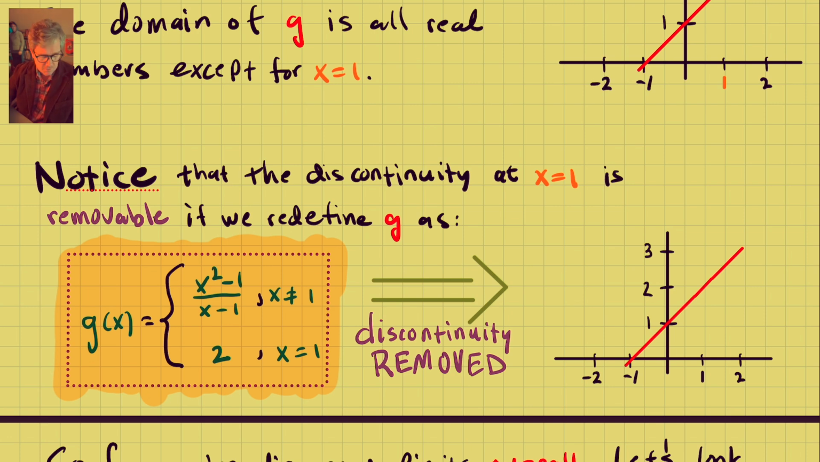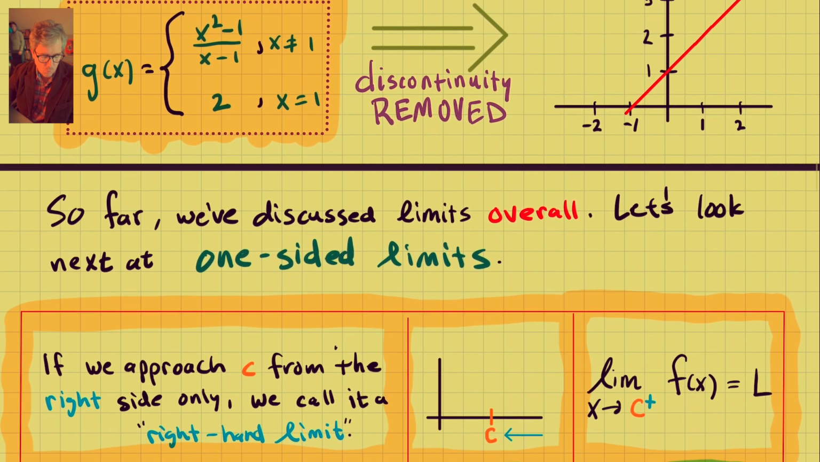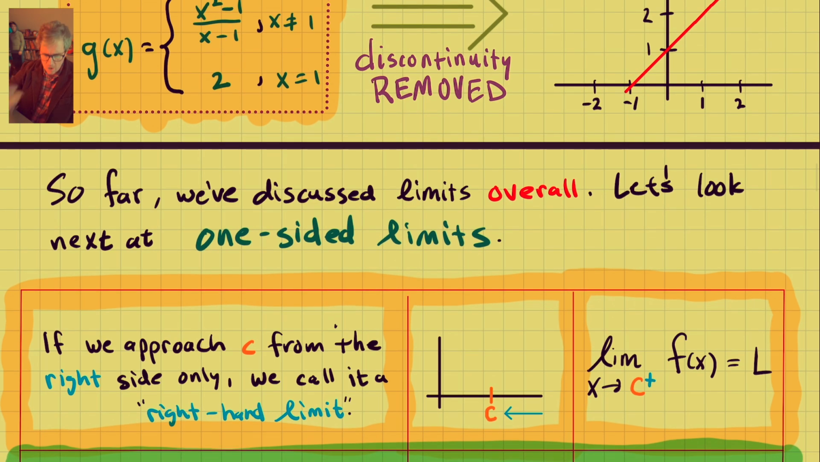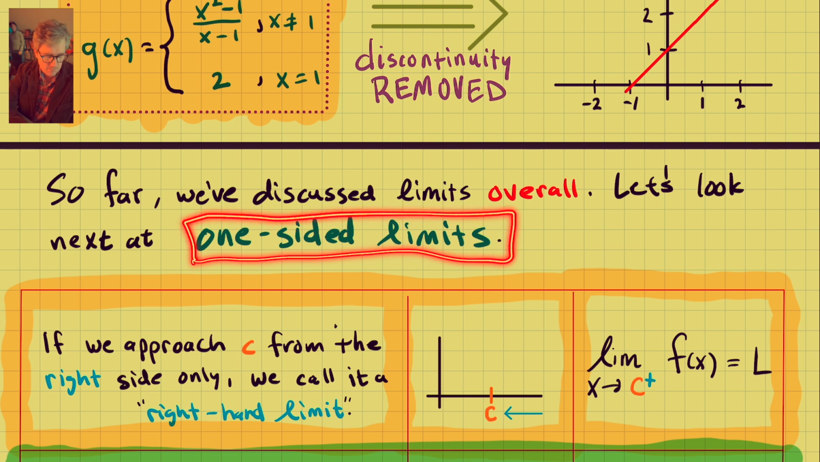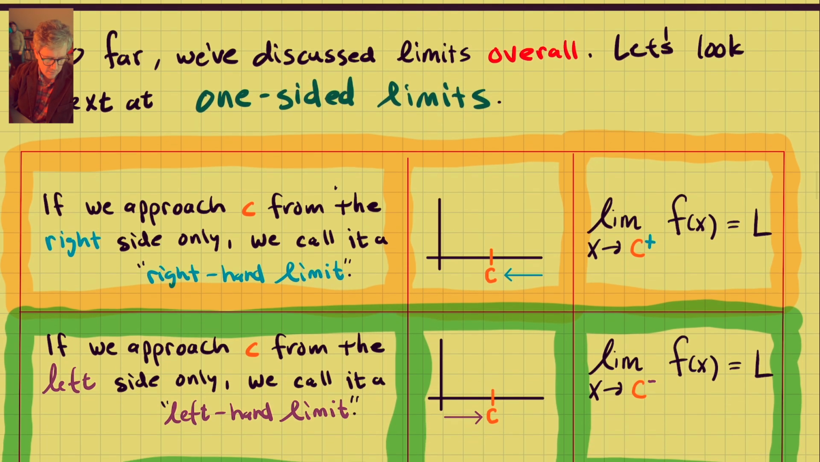All right, we want to shift slightly to the idea of one-sided limits. Up until this point, we haven't really discussed this much, except a few references to it loosely, but let's go ahead and talk about it in a little more detail. So far we've discussed limits overall. Let's next look at one-sided limits. I've tried to summarize some of the notation here in this table.